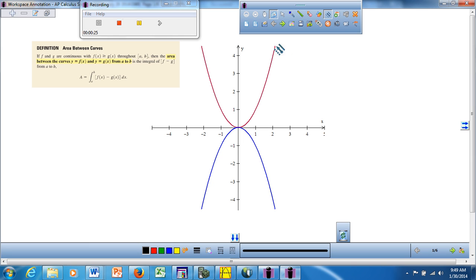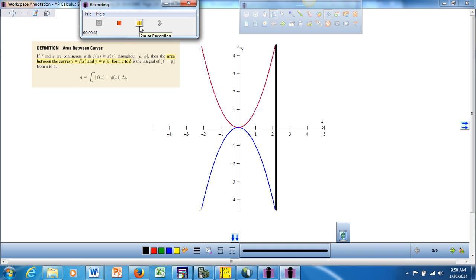Let's think about what we are doing here. The red graph is y equals x squared, and the blue graph is y equals negative x squared. Now you can see my red and blue a little better. And we want to find the area between the two curves.